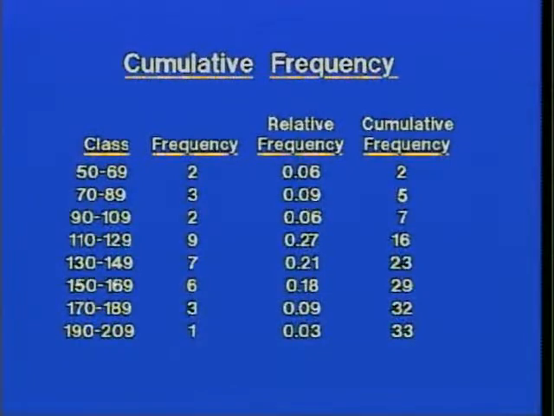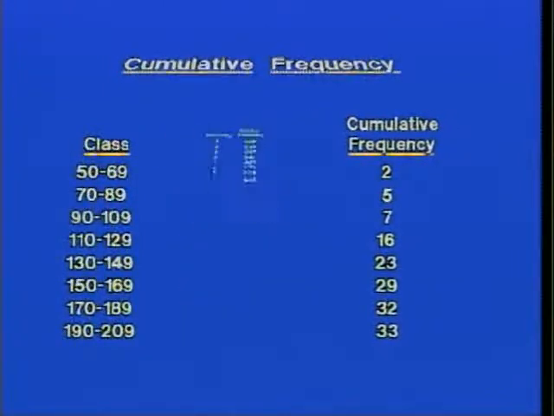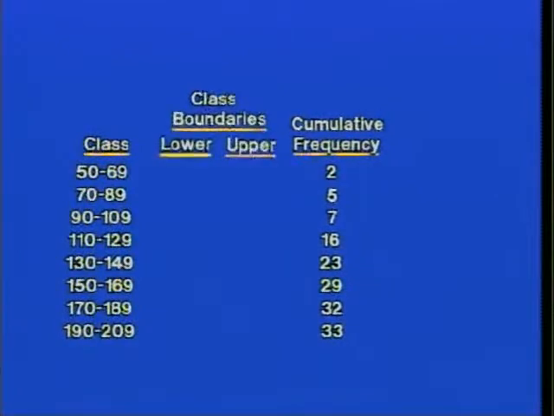And it is at this point that we can begin to talk about constructing the graph, or a cumulative frequency graph, or an ogive. Now, to do that, though, we need to identify class boundaries, because the class boundaries are going to be useful in constructing the graph.